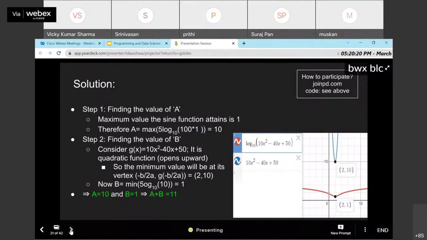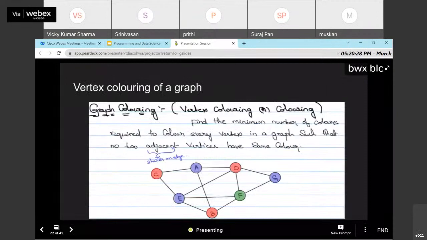Okay, so now any other doubt here in this particular question? If not, we can move ahead. Okay, so I assume you don't have doubt. So now let's go with some graph theory questions.